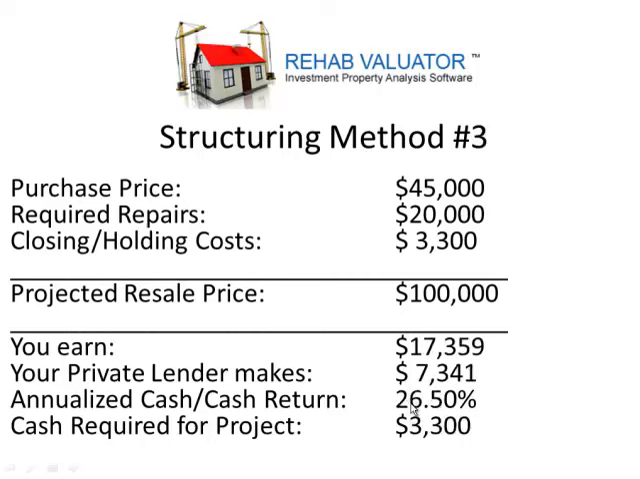Check this out. Structuring method number three. You make a little bit less, $17,000 in the deal. Your private lender makes a whopping $7,300, which is an annualized cash on cash return of 26.5%. And you only need $3,000 for the deal, or zero if you can get your lender to finance the closing and the holding costs.